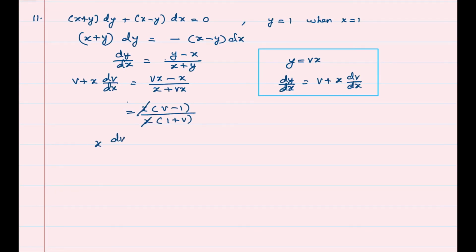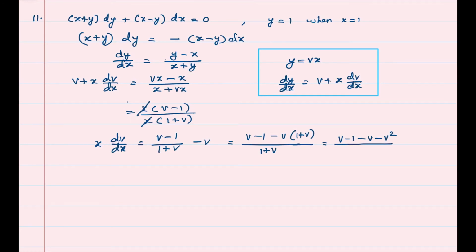x times dv by dx is, we will take this left hand side v term to the right hand side. And the LCM is 1 plus v. v minus 1 minus v times 1 plus v, v minus 1 minus v square divided by 1 plus v, minus of v square plus 1 divided by v plus 1. Now, after this simplification, we will be able to separate the variables.